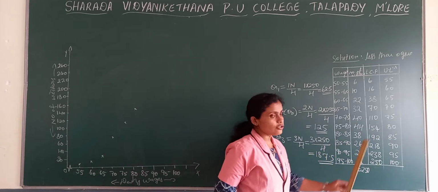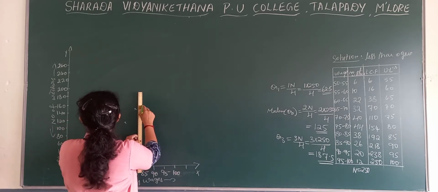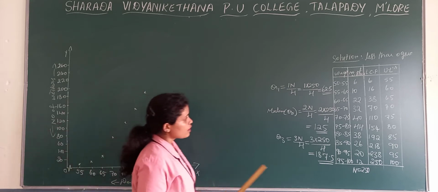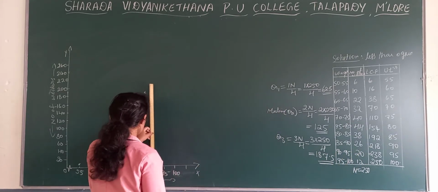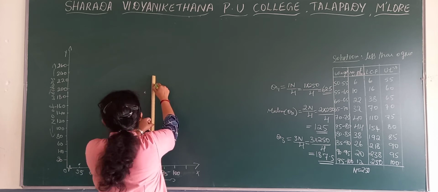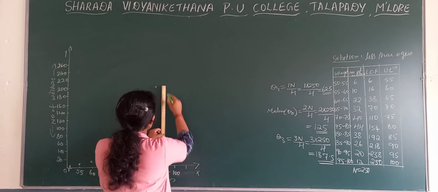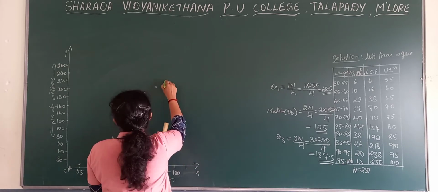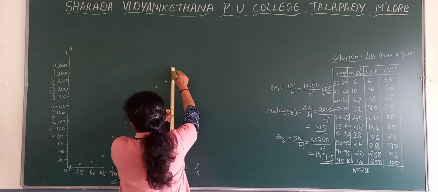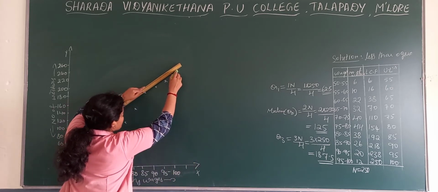Then 85, 192. Then 90, 218. 95, 238. Then the last one, 100, it is 250. Now join the curve there.